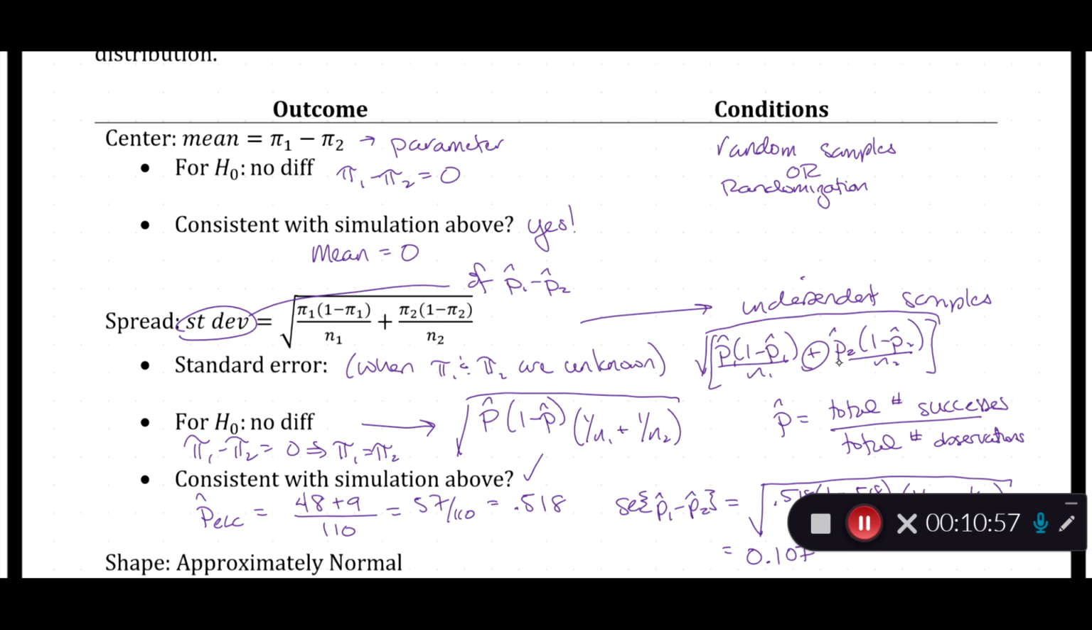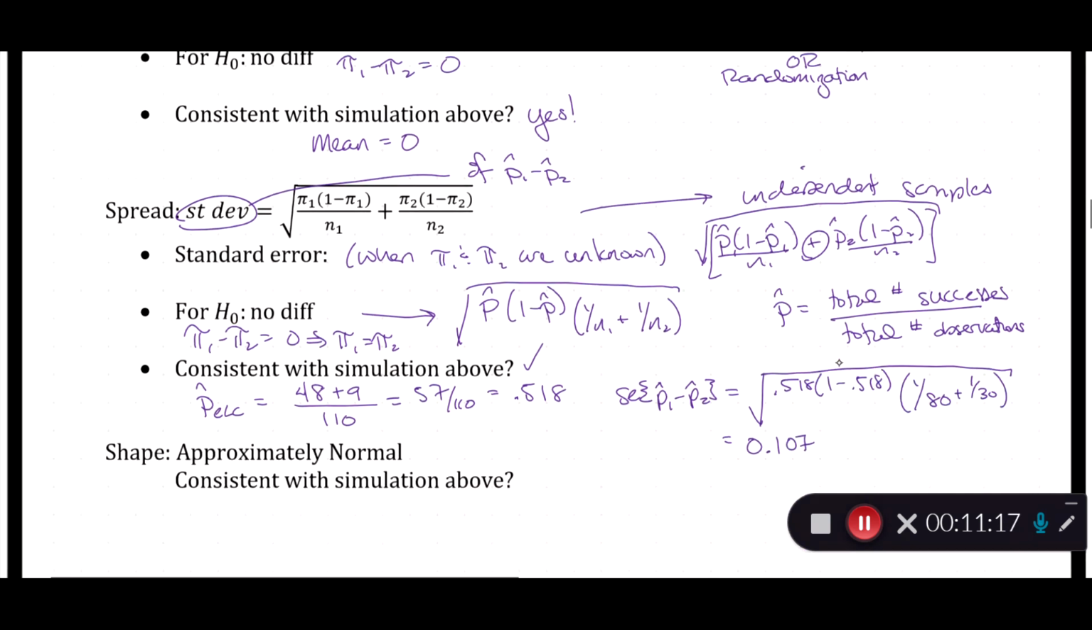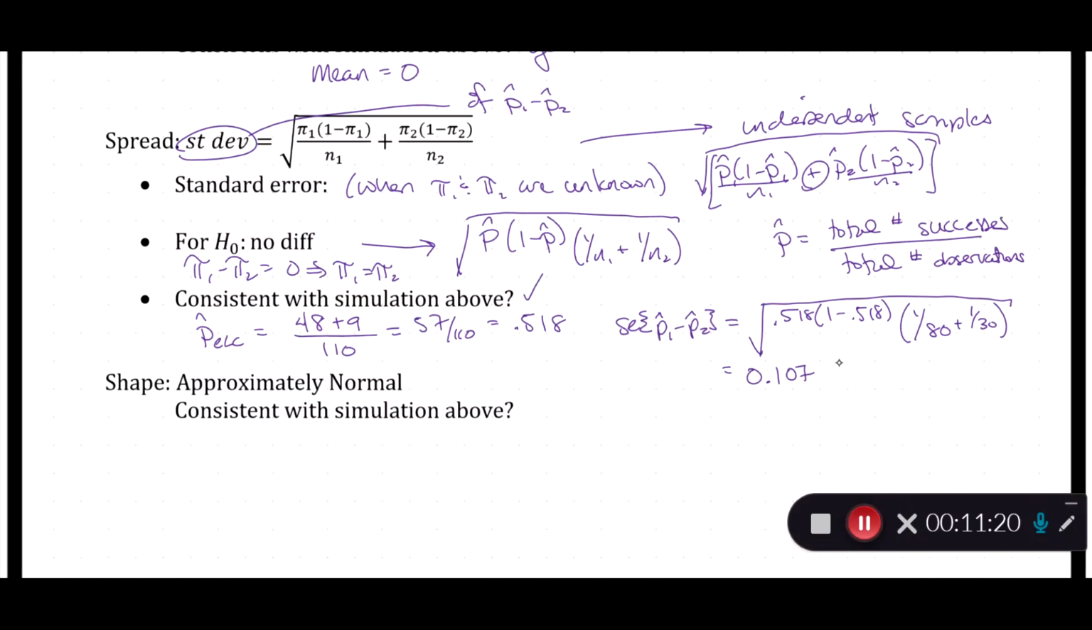So we're identifying the conditions that get us to the theoretical sampling distribution that we would use for our test. Random samples allow us to assume that the true difference is the true difference in the proportions. Independent samples allow us to use the standard deviation, or the standard error, that we've identified. And finally, we want to be able to assume an approximately normal sampling distribution. That is, the z distribution is appropriate. I want to be able to use a z-test in this situation.